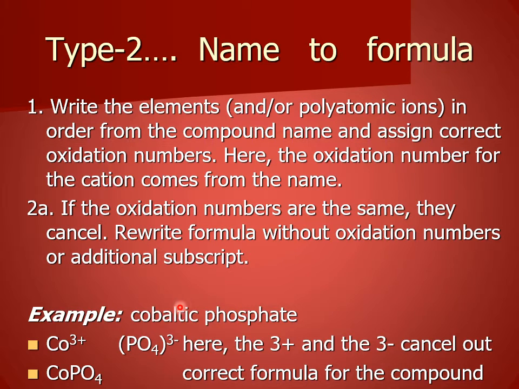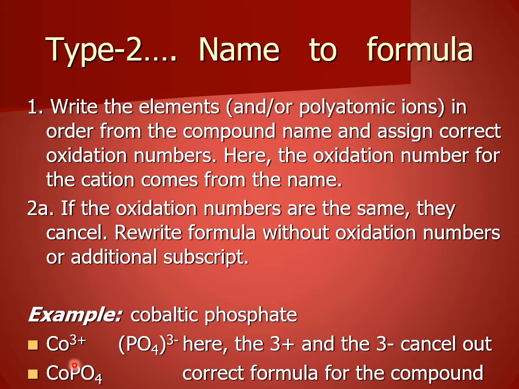One example here would be cobaltic phosphate. Cobaltic is cobalt. IC is the cobalt with the higher charge. And so that turns out to be Co with a 3 positive. Phosphate, I have memorized, is PO4 with a 3 negative. Well, the 3 and the 3 cancel. So therefore, I just eliminate them and I rewrite it CoPO4.